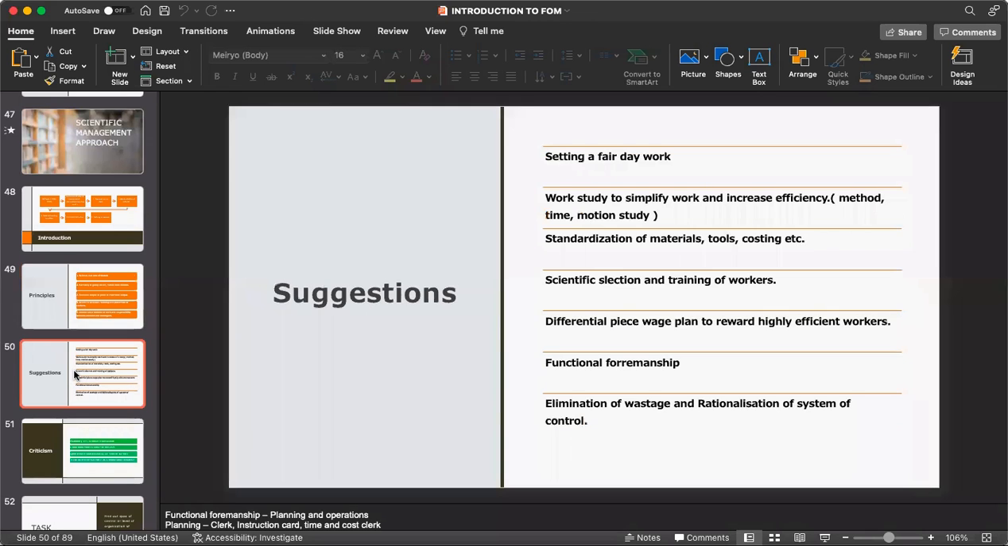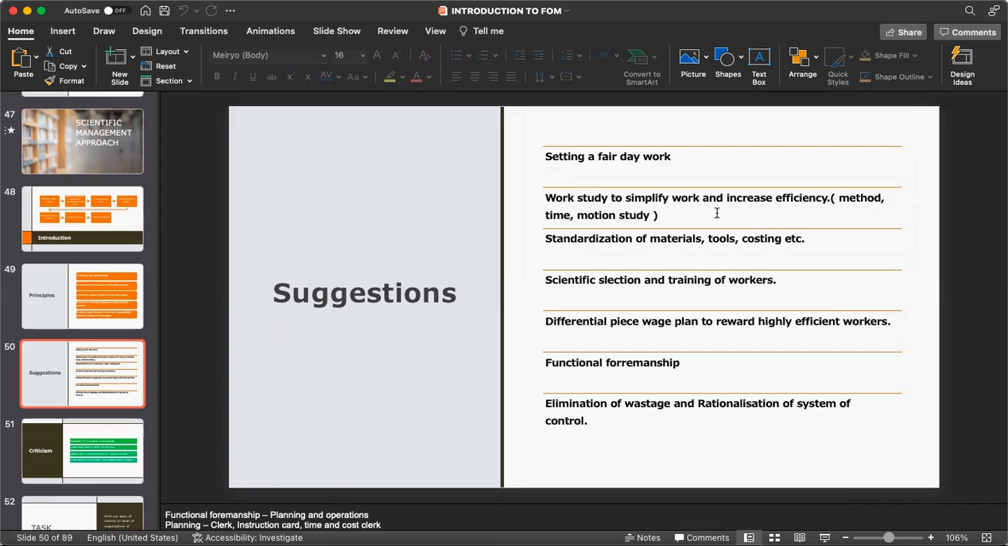Yeah. Then we have some suggestions now. As I told you, scientific management, Taylor's principle, is totally based on floor level workers' improvement only. So you can see setting a fair day's work, I mean, proper remuneration must be given to them.